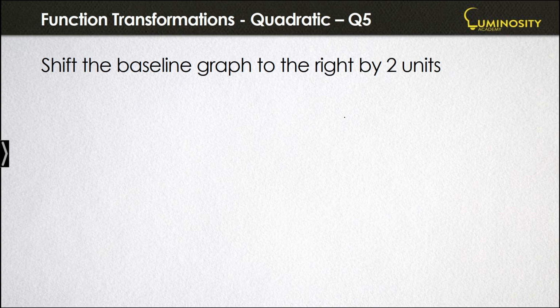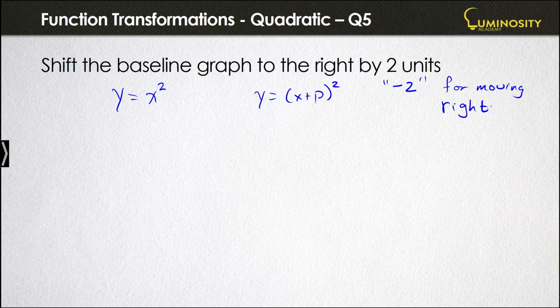And the last problem we'll do is we're going to shift it to the right by 2 units. So again here, our p value is going to correspond to a lateral movement or a horizontal movement. So normally our baseline is y equals x squared, but we need to move it, and we remember that it's x plus p squared. And if we need to move to the right, we need to use minus 2. And this is for moving it to the right. So we have y equals x minus 2 squared.